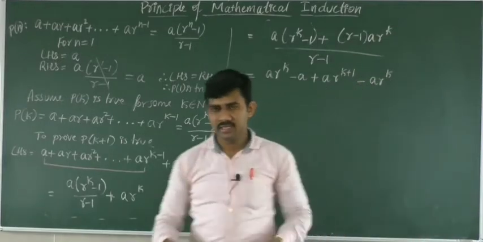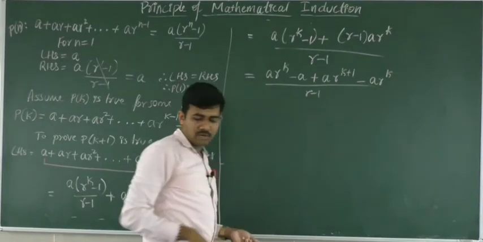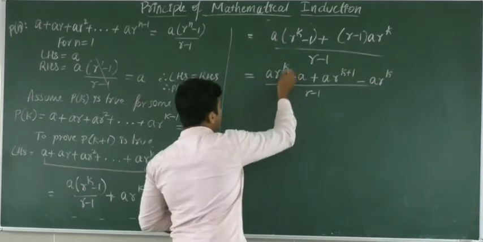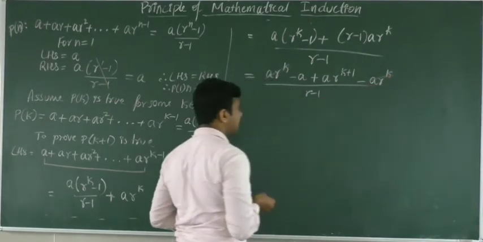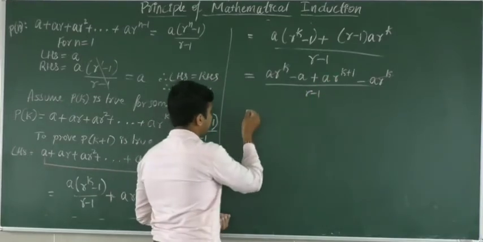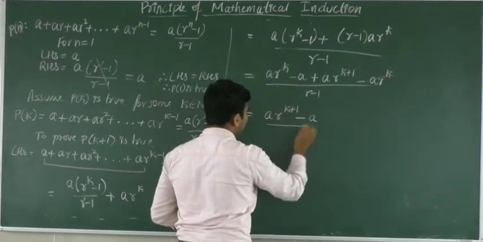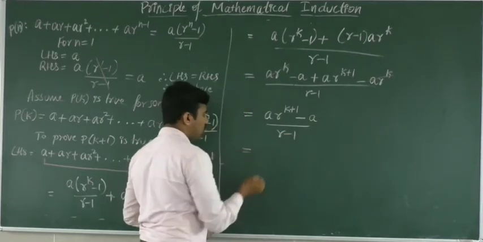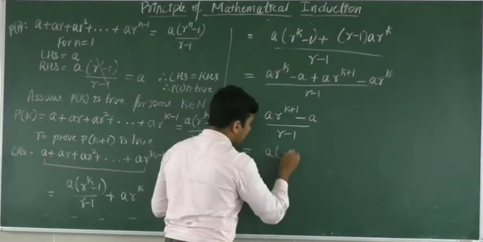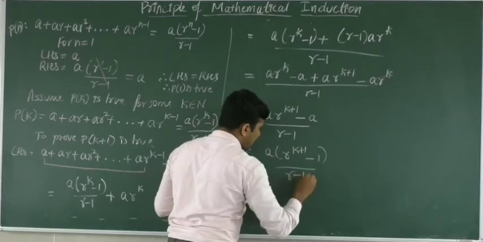Now which terms get canceled, just check it. Write the denominator, don't neglect to write the denominator, write it properly. Now the like terms with opposite signs we can cancel. This one gets canceled. Now what remains is A R to the power k plus 1 minus A divided by R minus 1. In these two terms you can take A common, which remains R to the power k plus 1 minus 1 whole divided by R minus 1.